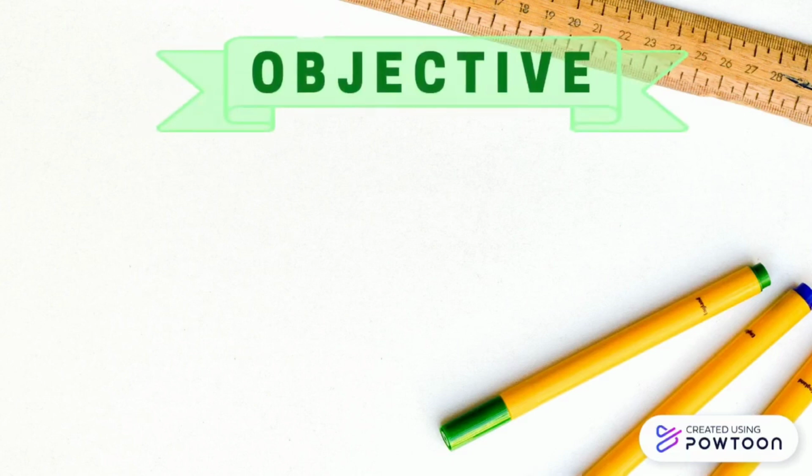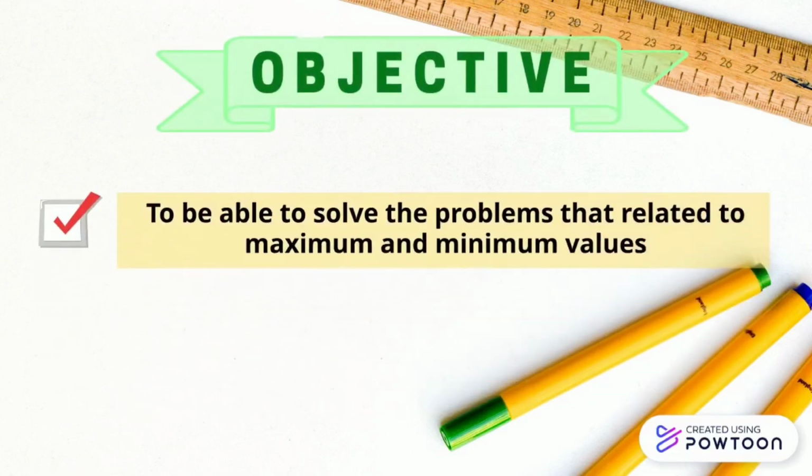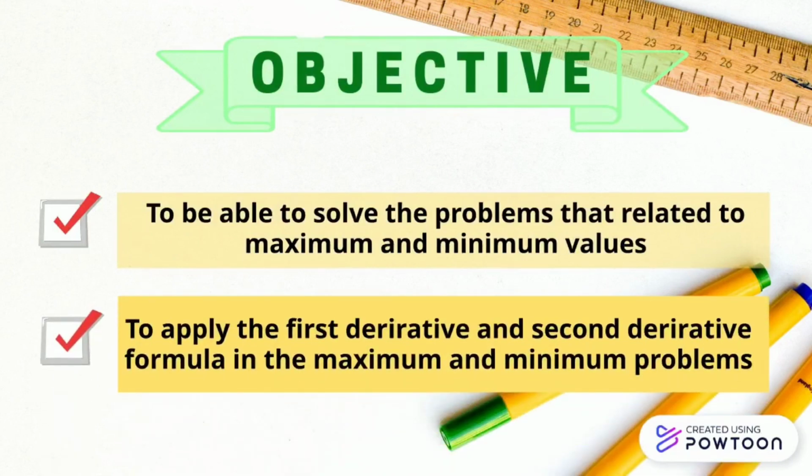The objective of this topic is, first, to be able to solve the problems that are related to maximum and minimum problems. Second, to apply the first derivative and second derivative formulas in the maximum and minimum problems.